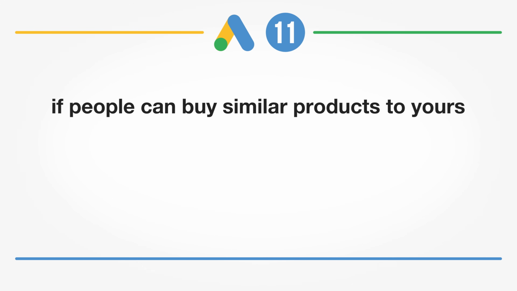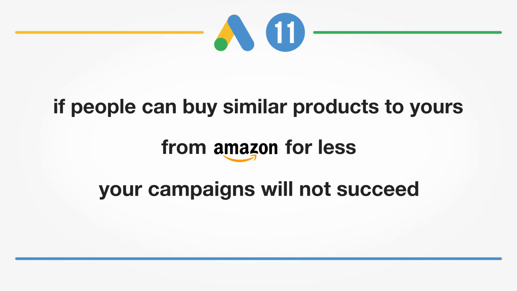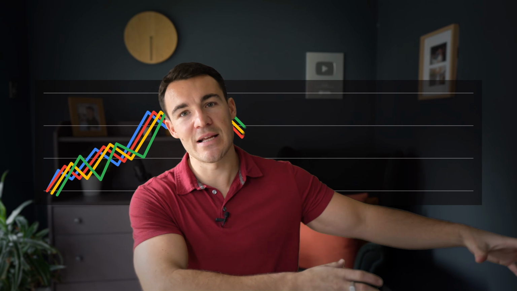Okay, number 11. I know some people watching this video, this will apply to you, so pay close attention. If people can buy similar products to yours from Amazon for less, your campaigns will not succeed. You have to remember that you're advertising in a competitive landscape. And we have seen this happen a number of times where we've perhaps started working with a business, or often when we've been asked to consult and they said, look, our ad campaigns were performing really well, and then they dropped off all of a sudden.